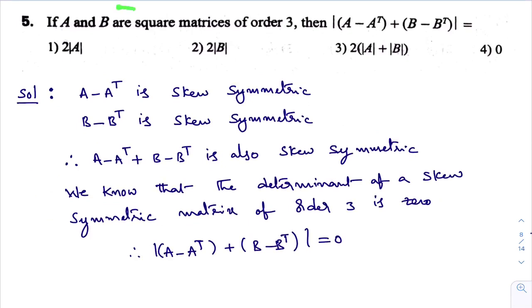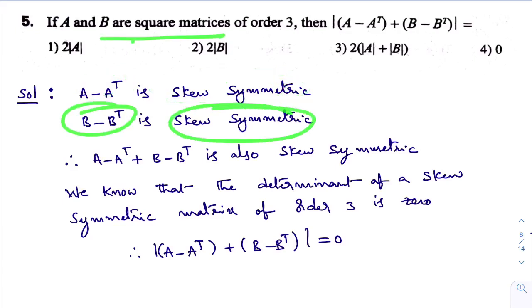Fifth question. You see, A and B are square matrices of order 3. Then they are asking the determinant of A minus A transpose plus B minus B transpose. For any square matrix, we proved this theorem: A minus A transpose is skew symmetric, and A plus A transpose is symmetric. To do these problems, you must be good in the theory part. You must be good in PUC. In PUC, we did a theorem: A plus A transpose is a symmetric matrix, and A minus A transpose is a skew symmetric matrix. Similarly, as B is a square matrix, B minus B transpose is skew symmetric.